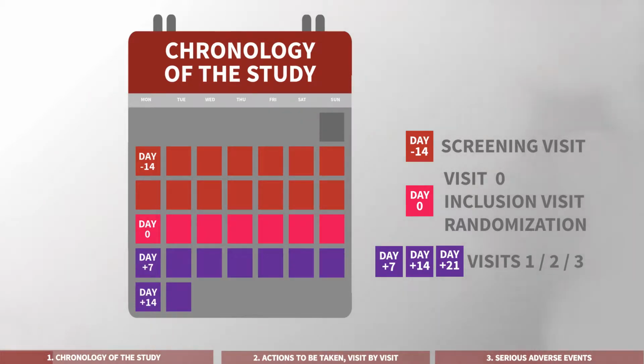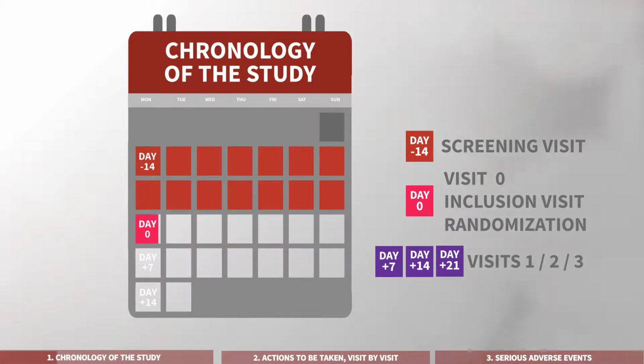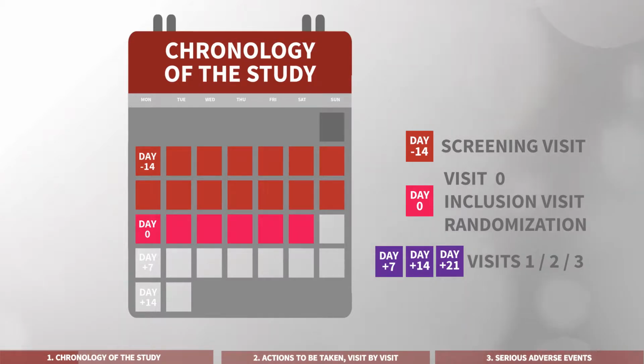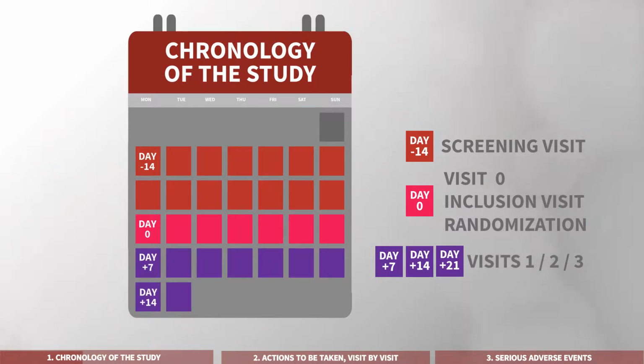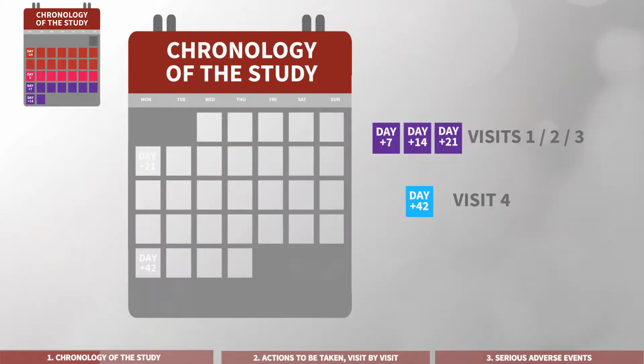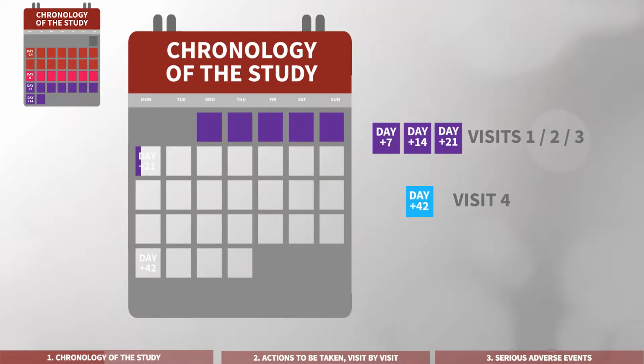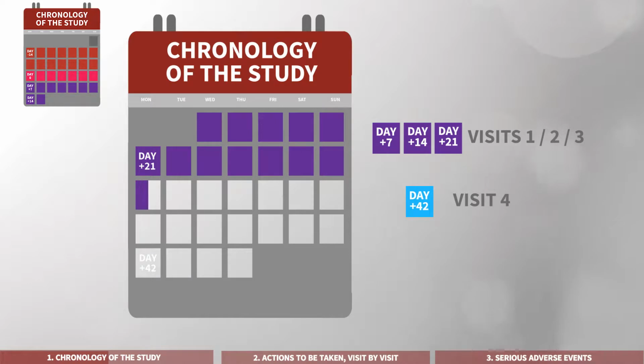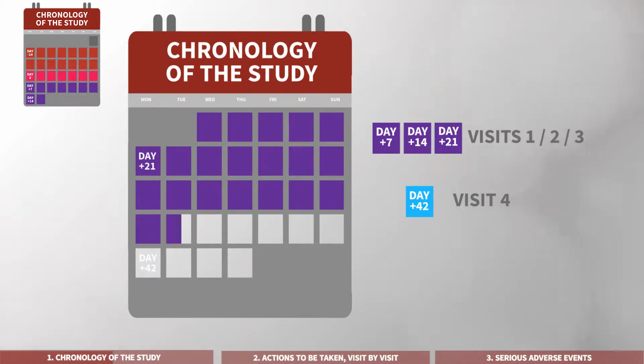V0. Inclusion visit. 2 weeks after the screening visit at D0, you will perform the randomization visit. Each inclusion and exclusion criterion should be considered carefully before the randomization procedure. V1, V2, V3. Once patients are included, 1 week after the randomization visit at D+7, you will perform 1 visit per week to start the treatment period to D+21.